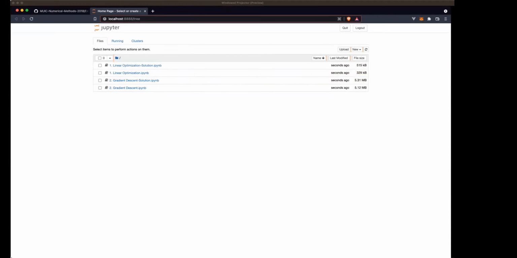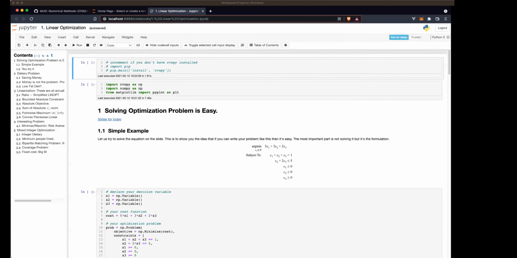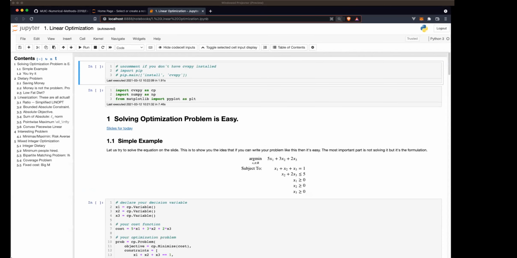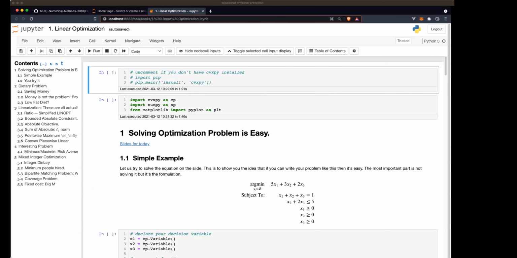Okay, sorry about that. So today we're gonna learn how to do your algo homework without actually having to do it. Let me make it a little bit bigger for you. Okay, so the exercise is called linear optimization.